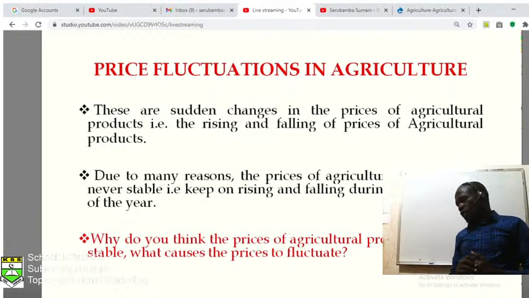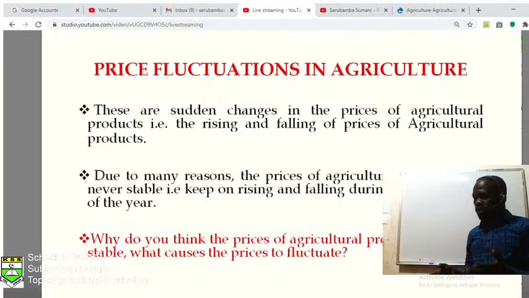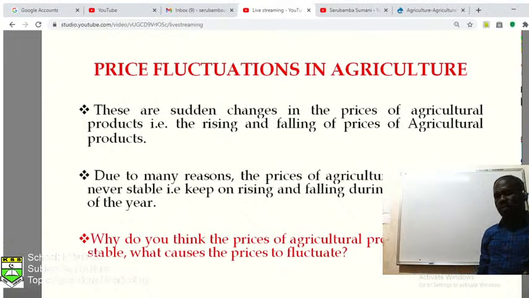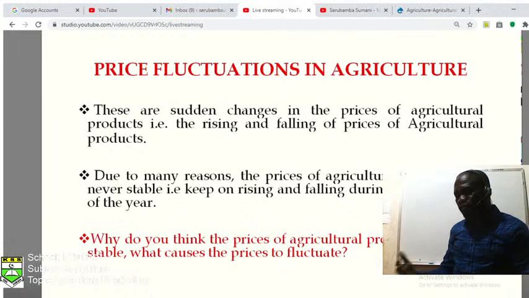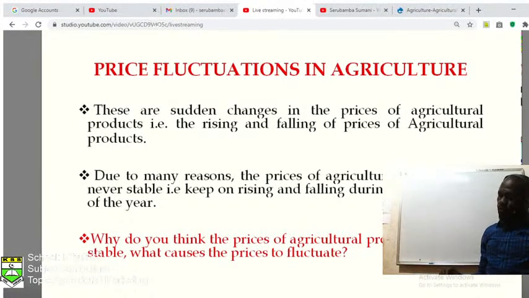Okay, so prices of agricultural products fluctuate a lot. That's a fact. They are never stable. During harvest time, the prices drop. During off season, the prices go up. And these fluctuations occur as a result of a number of reasons or causes. So our main issue here, we're supposed to try to think about what are the main causes of these fluctuations in prices. Now, fluctuations in the prices come as a result of those special problems we said that farmers encounter when marketing agriculture products.